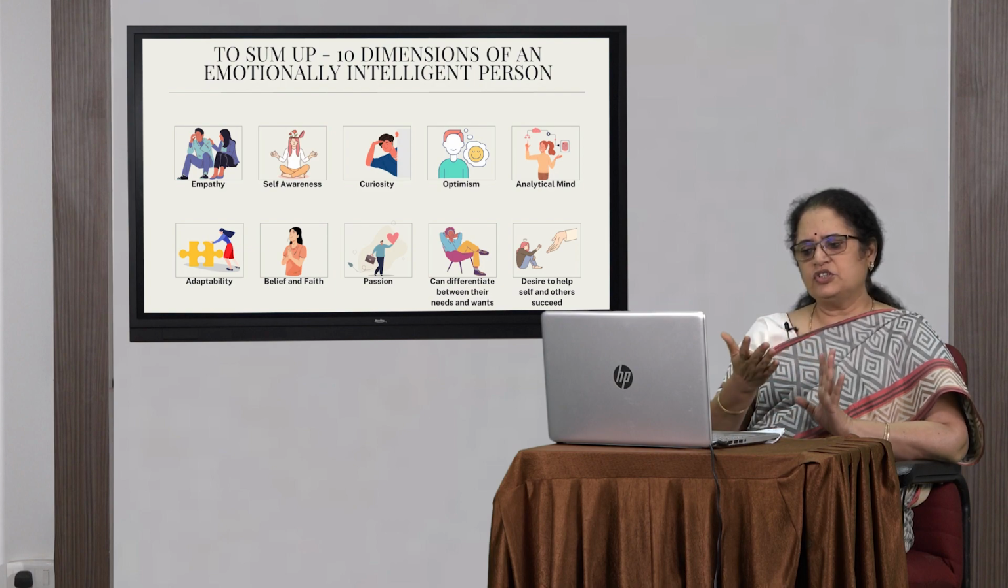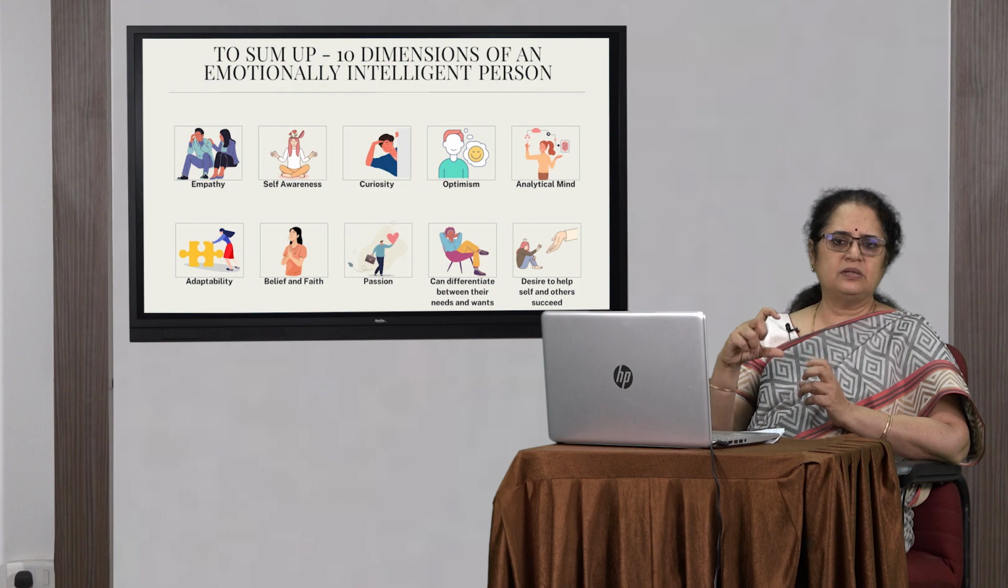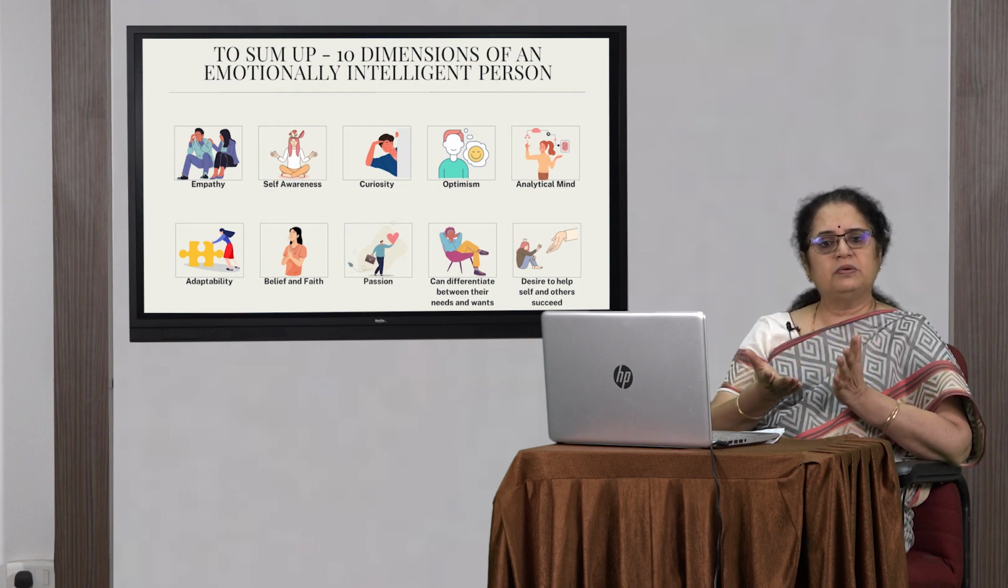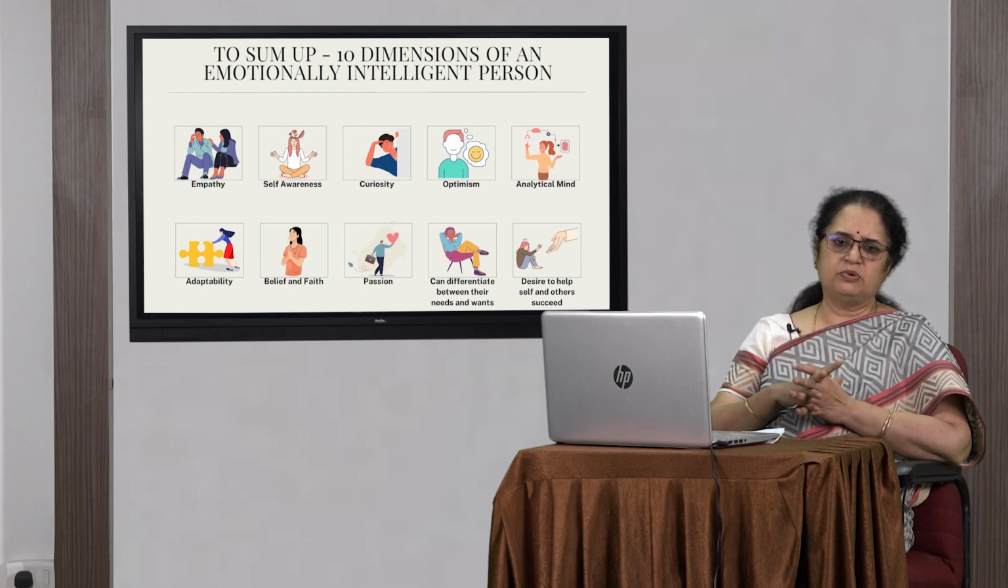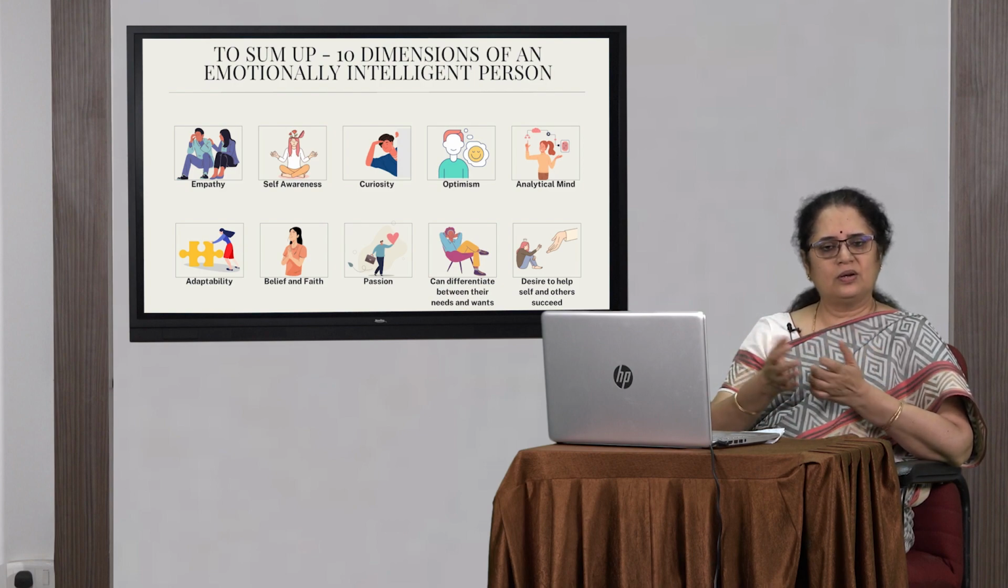Then we can differentiate between needs and wants. This person who has high IQ, EQ, can differentiate between their needs and wants. So I hope you understand the difference between need and want. You can actually do a little research on this. What are our needs, what are our wants? Need is our basic needs. We need air, we need water, we need food, we need clothing, we need security.